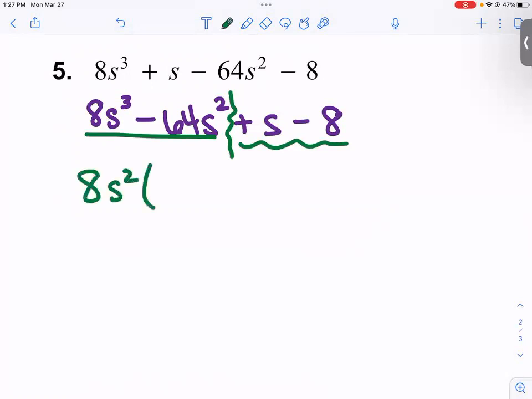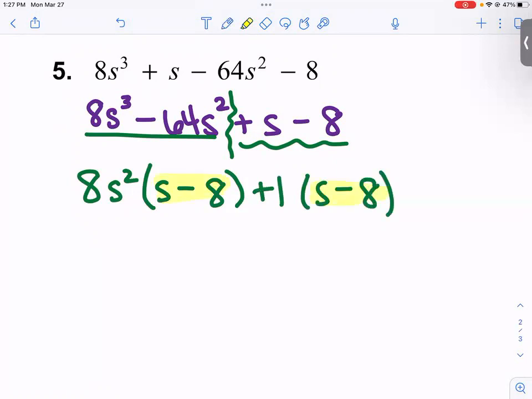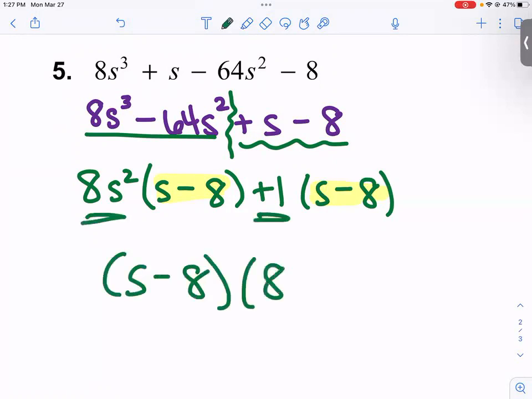8s squared. Left over from 8s squared would be s minus 8. So cool. Okay, now here, what are we gonna factor out? +1. Okay, but now we've created our GCF of s minus 8. So we'll factor that out, and left over is 8s squared plus 1.